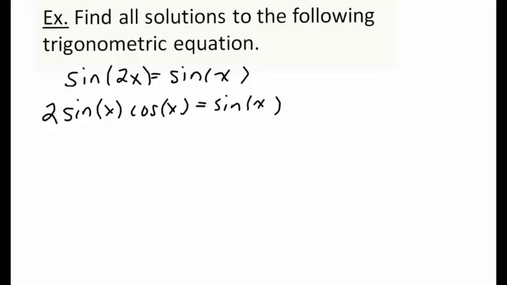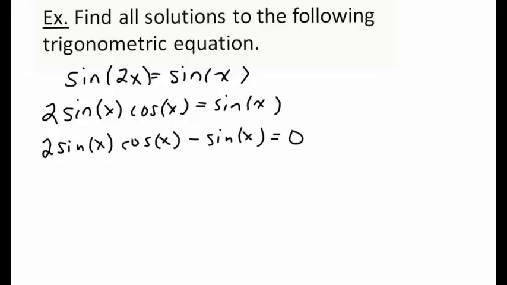And now we're in a very similar situation to what we saw in the last example. I'm going to move the sine x over by subtracting sine x from both sides, and then I'm going to try to factor out that common factor of sine of x. Remember, what you don't want to do in this equation is divide both sides by sine of x, otherwise you're going to lose some of your possible solutions.